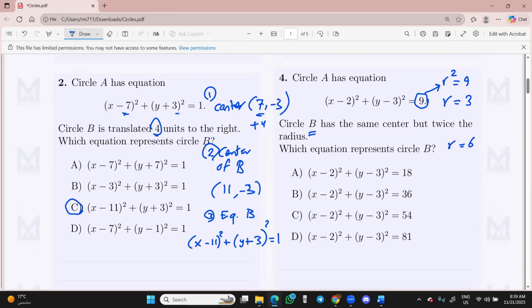And now we get the equation. We don't change any of the numbers of the center, but we change the number of the radius. So how can we write the answer? Do we write it like this? (x minus 2) squared plus (y minus 3) squared is equal to 6? No, it should be 6 squared, because we have to write r squared here. So instead of this 9, we make it 36, because we got the 3 and then square the 3. So the answer will be (x minus 2) squared plus (y minus 3) squared is equal to 6 squared, which means 36. That's the answer of this question.